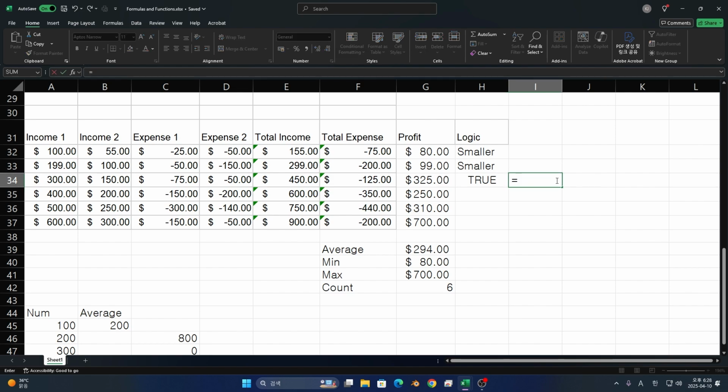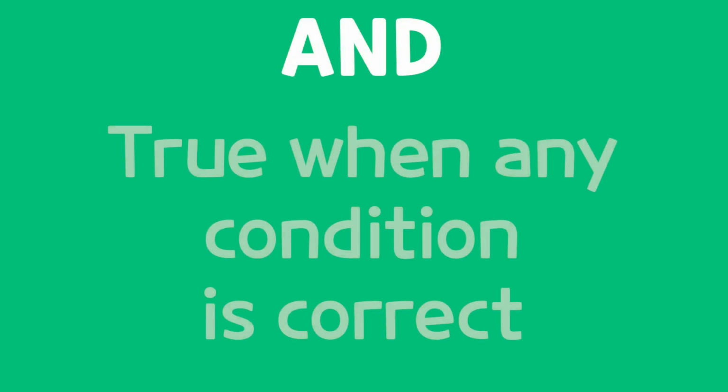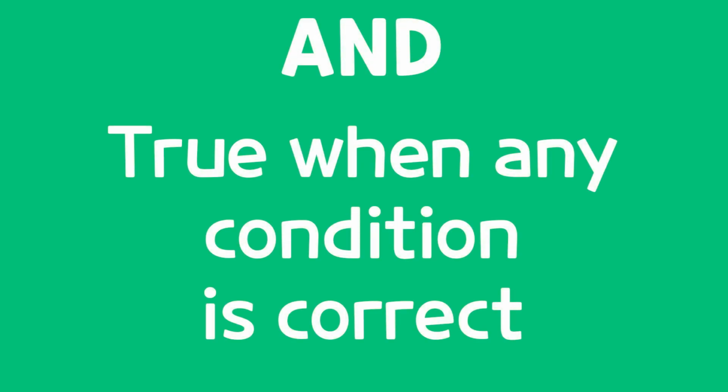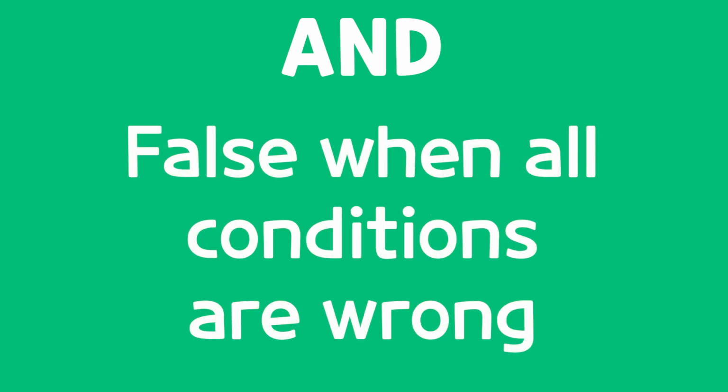And now for OR: 300 is greater than 100 and 300 is smaller than 100. For this, it gives a true like this. The OR statement gives true when any of the conditions are matched and gives false when all the conditions are wrong.